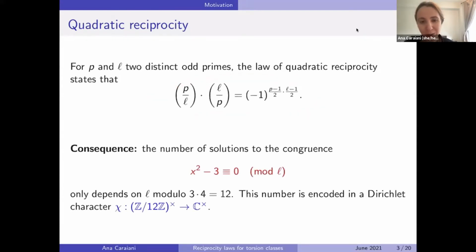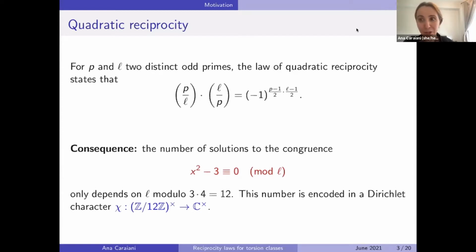And so here, if I'm going to take P to be equal to 3, then you see on one hand, this side depends on L modulo 4, and this will depend on L modulo P. So all in all, the number of solutions to the congruence x squared minus 3 equals 0 modulo L only depends on L modulo 3 times 4, so on L modulo 12. In other words, you can read this off the 12-hour clock. It just depends on where L falls on the 12-hour clock.